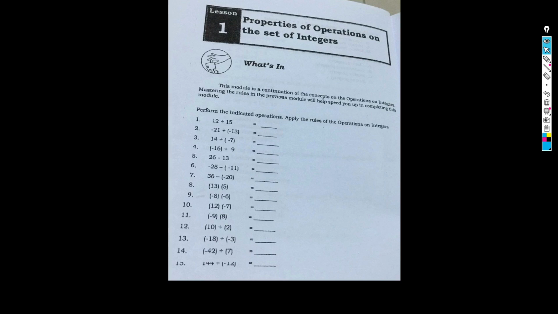Properties of operations, the set of integers. Okay, perform the indicated operations. Apply the rules of the operations on integers. Okay, we're going to apply rules for properties of operations. Okay, let's say 12 plus 15. We can use the closure property, which is the answer is 12 plus 15. It will give you a 27.